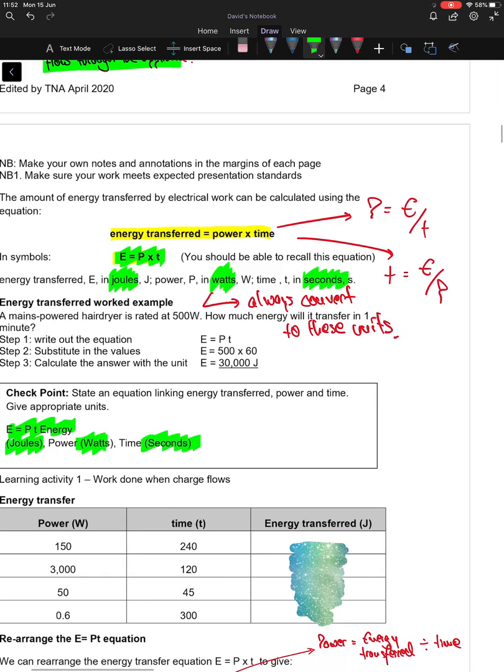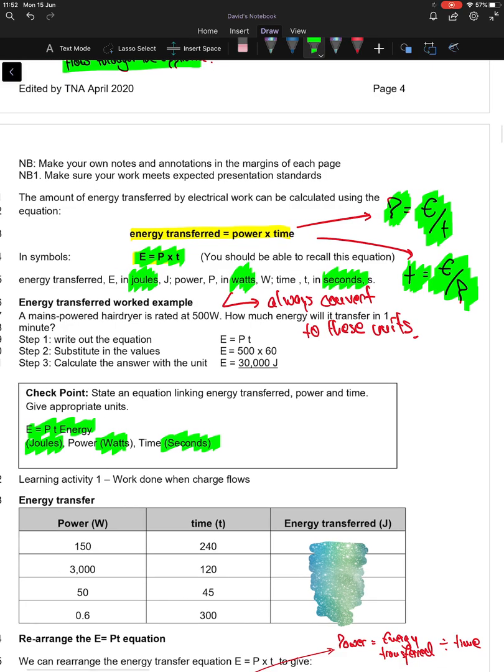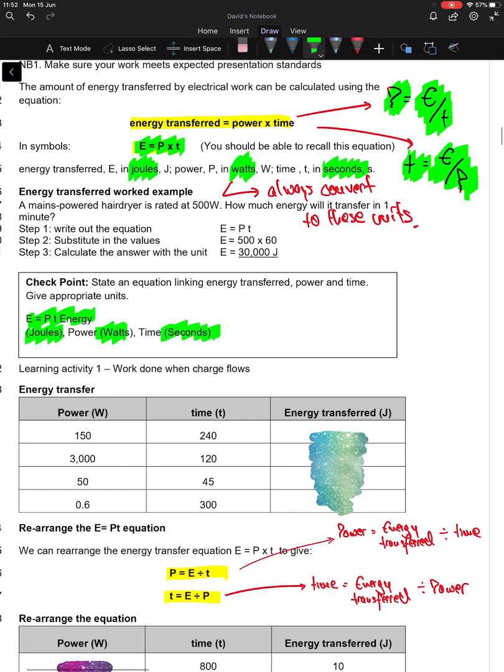You also need to be familiar with rearranging the equation. So not just being able to calculate energy transferred equals power times time. Power equals energy transferred divided by time. And time equals energy transferred divided by power. Worth writing those out if needs be.